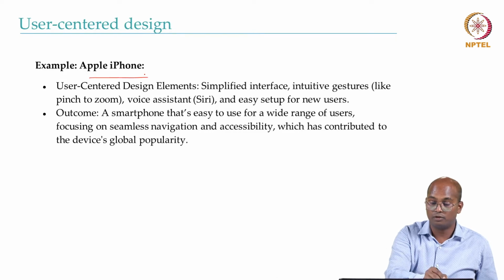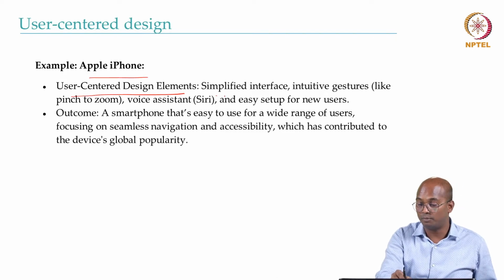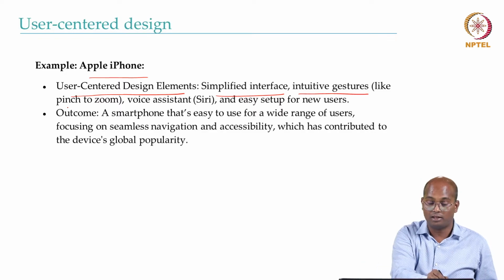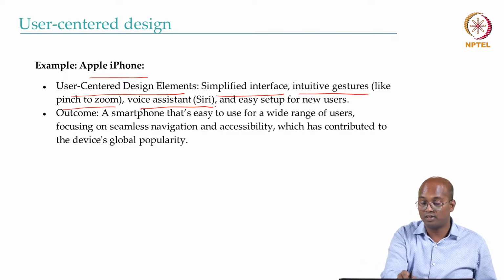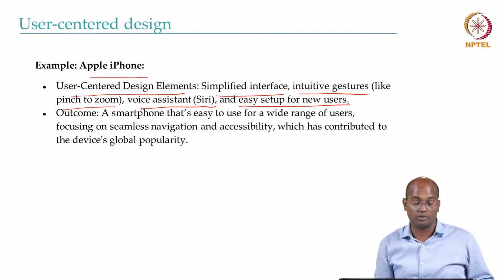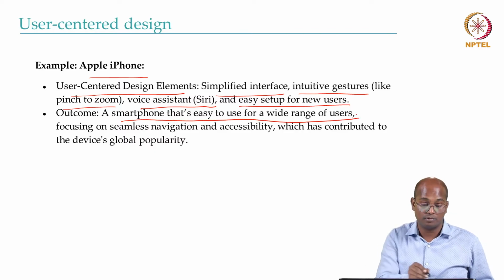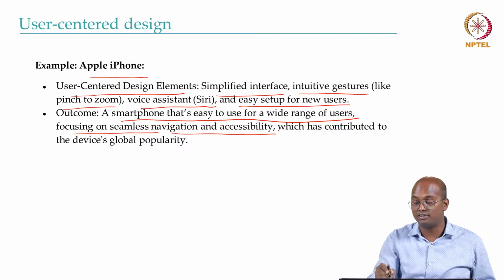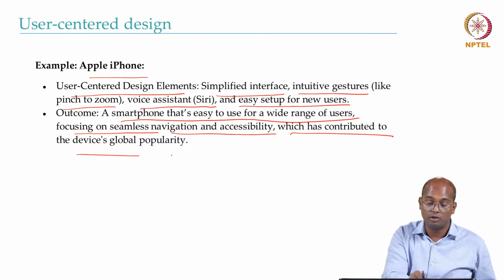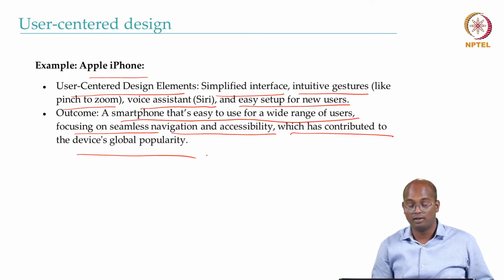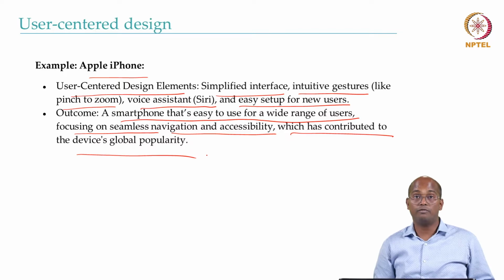So in Apple iPhone, the user-centered design elements are a simplified interface, intuitive gestures like pinch to zoom, voice assistant like Siri, and easy setup for new users. And the outcome is a smartphone that is easy to use for a wide range of users, focusing on seamless navigation and accessibility, which has contributed to the device's global popularity. And I believe you recall, whenever there is a new iPhone launch, people in many parts of the world probably stand in the queue a day or two before itself to become one of the first recipients of such an iPhone.